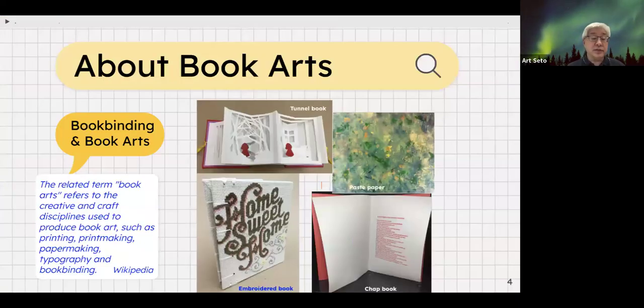Well, book arts, what is it? Well, according to Wikipedia, it refers to the creative and craft disciplines used to produce book art, such as printing, printmaking, papermaking, typography, and bookbinding. This image at the top left corner is a tunnel book. The one below it is an embroidered book. Paste papers are often used for bookbinding for boxes and book covers. And the bottom right corner is a chapbook.